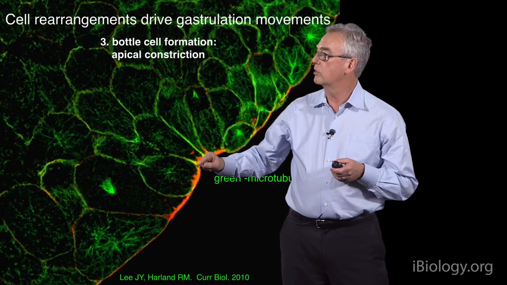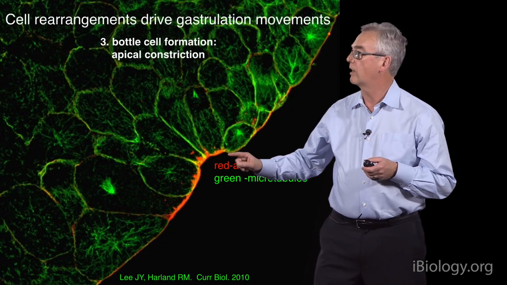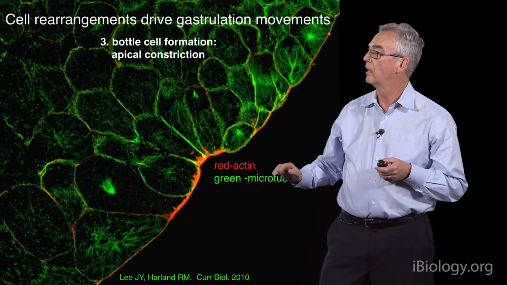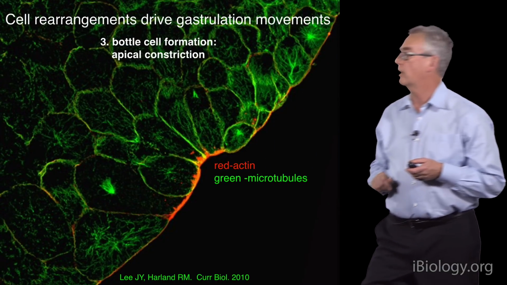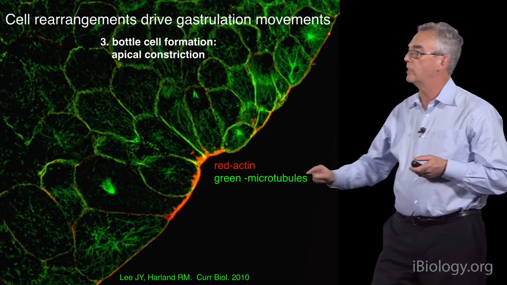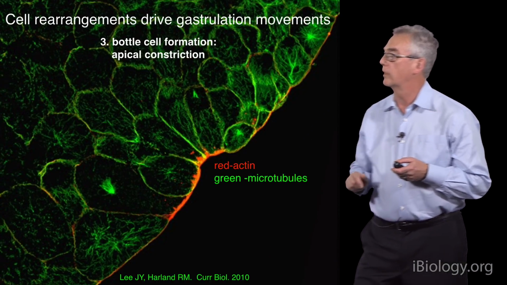While the apices constrict, and you can see here there's some irregularity in how they go about this. Some of them are quite constricted, whereas a neighbor is not so constricted. But the actomyosin contraction that's mediated there constricts these apices and leads to the beginning of an invagination movement on the outside of the embryo.